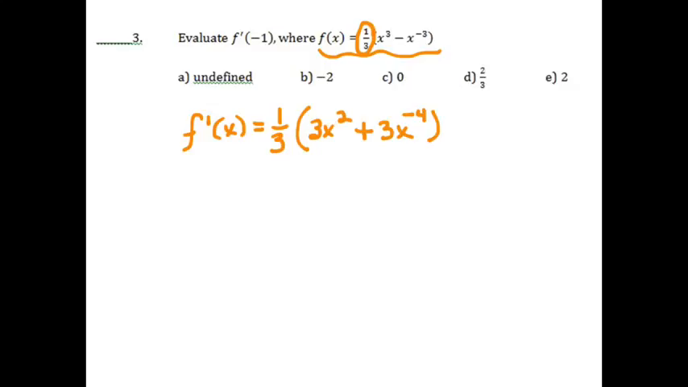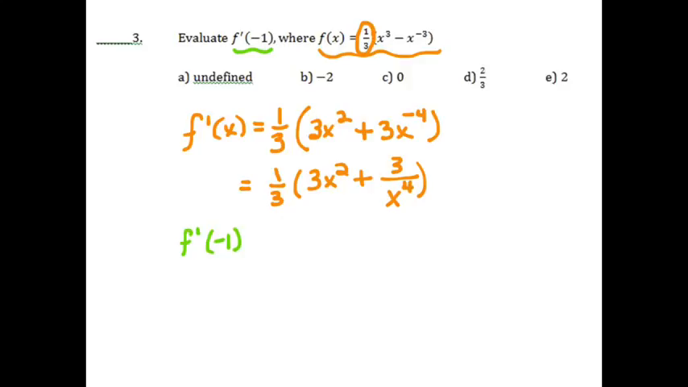Now again, we're asked to evaluate this derivative at a particular value, negative 1. Before I do that, since I have a negative exponent, I'm going to rewrite it, because remember that's going to make our arithmetic a little bit easier when we substitute in. So I'm going to rewrite this as 3 over x to the 4th. And now I'm ready to sub in.